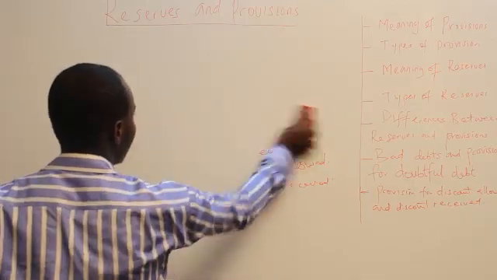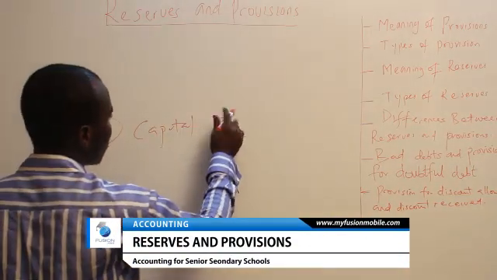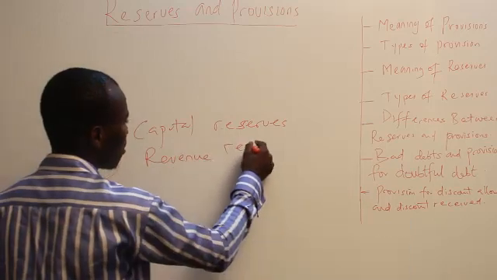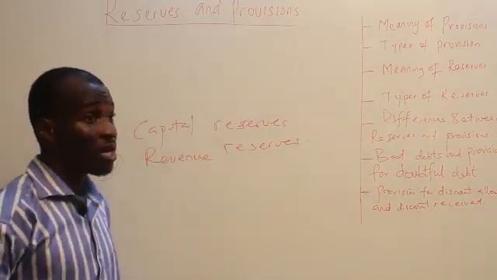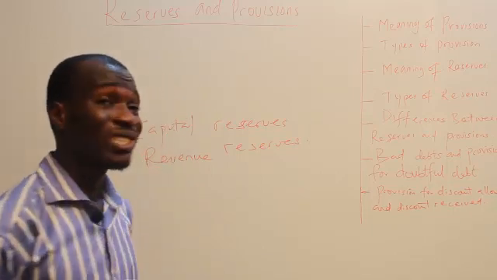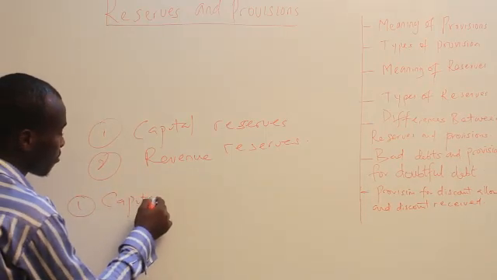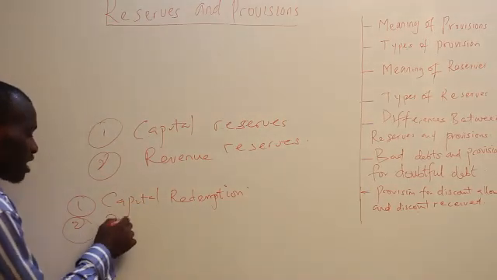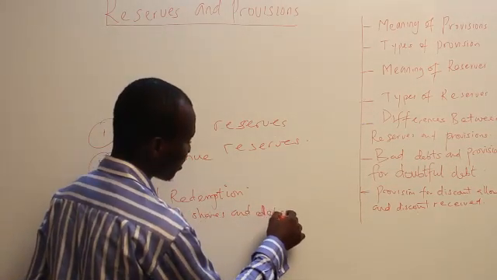We have the capital reserve, and second, we have the revenue reserves. The capital reserve is a form of reserve which is not available for distribution as dividend to the shareholders. This type of reserve cannot be given as dividend to shareholders in the future, and it includes the capital redemption fund, and also premium on shares and debentures.